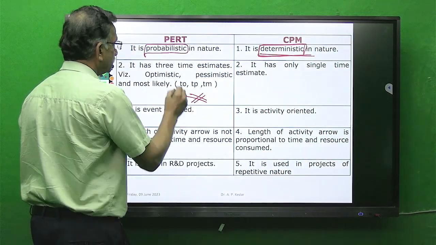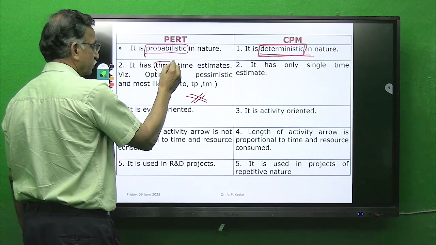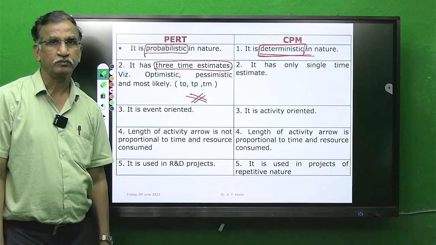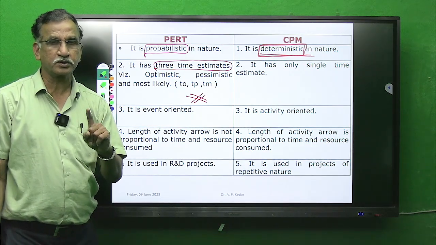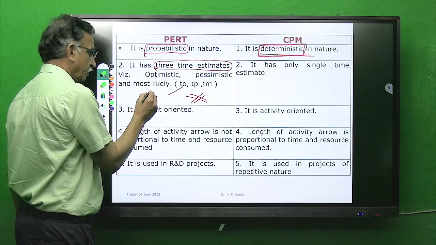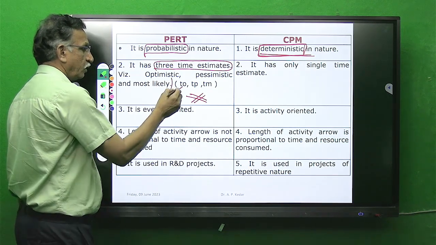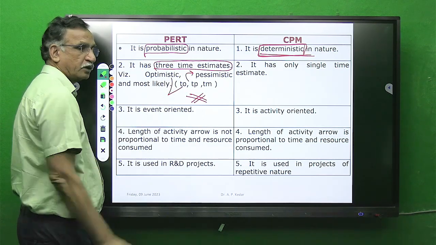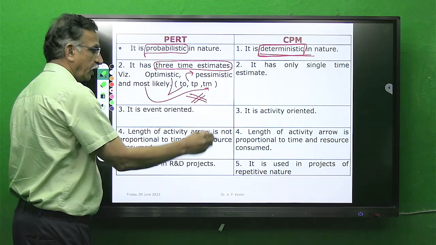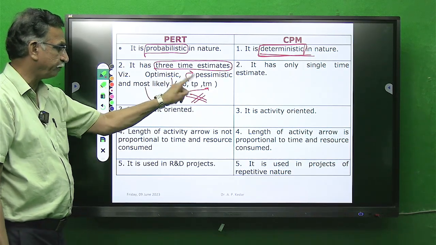In PERT, since it is probabilistic in nature, we will come across 3 time estimates. The PERT model will always come with 3 time estimates: TO, optimistic, TP, pessimistic, and most likely, TM. So O is optimistic, P is pessimistic, M is most likely.